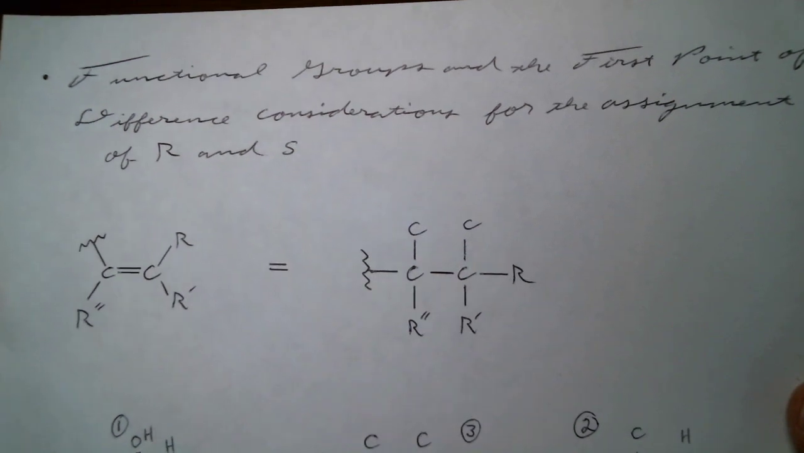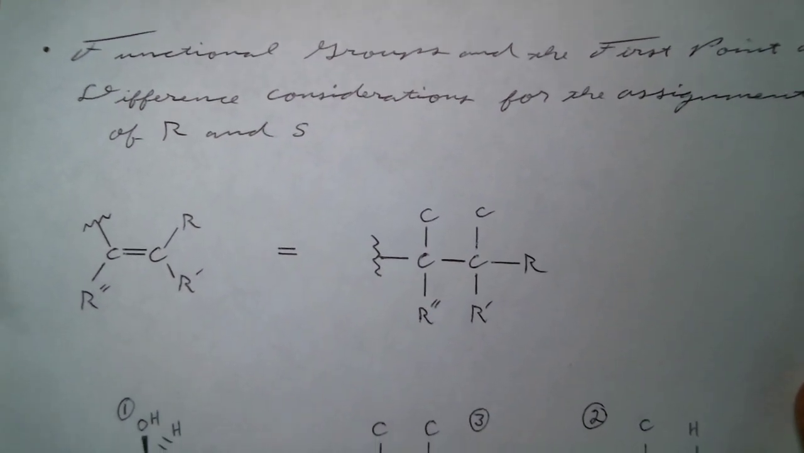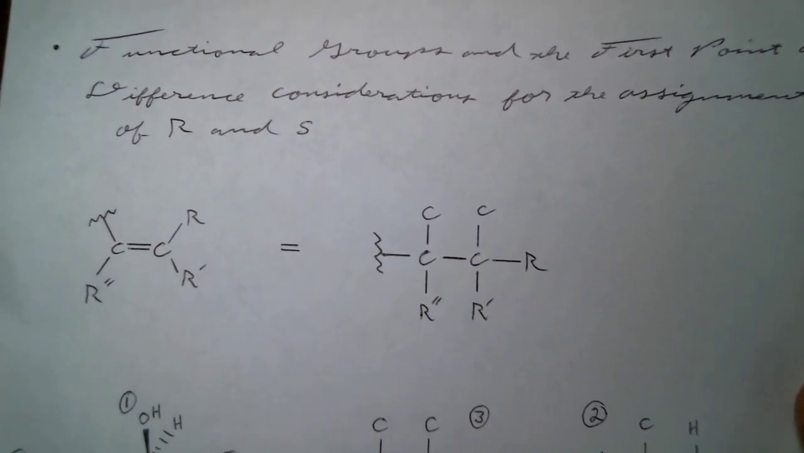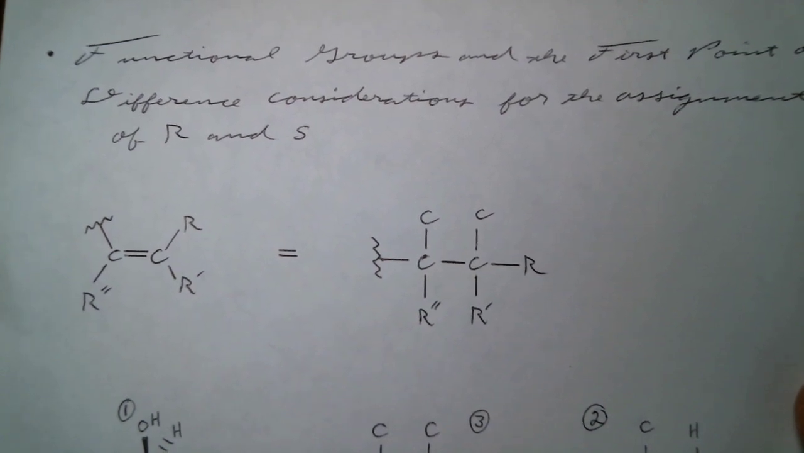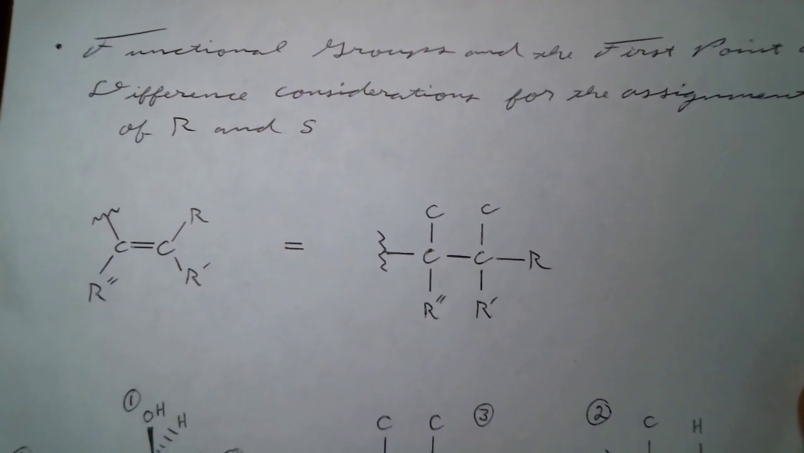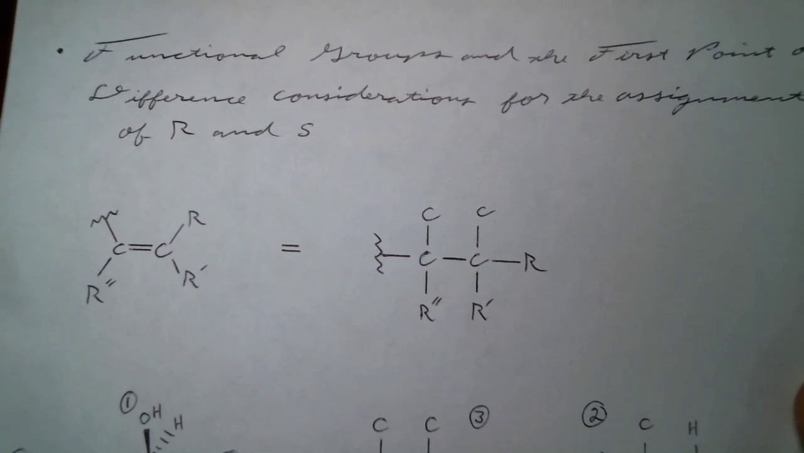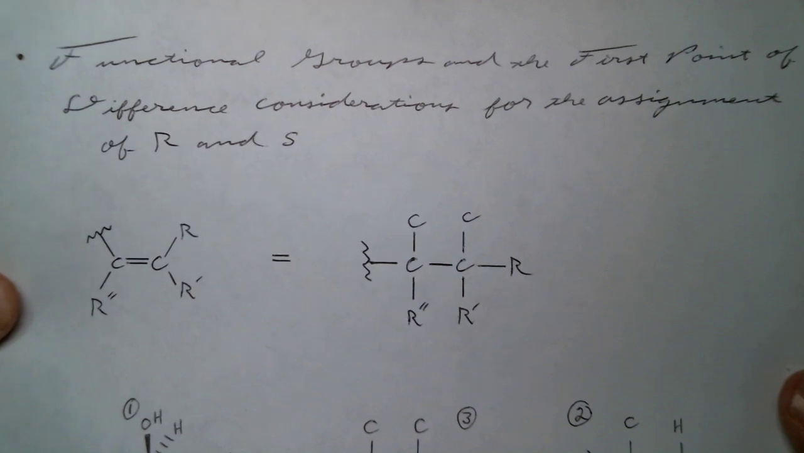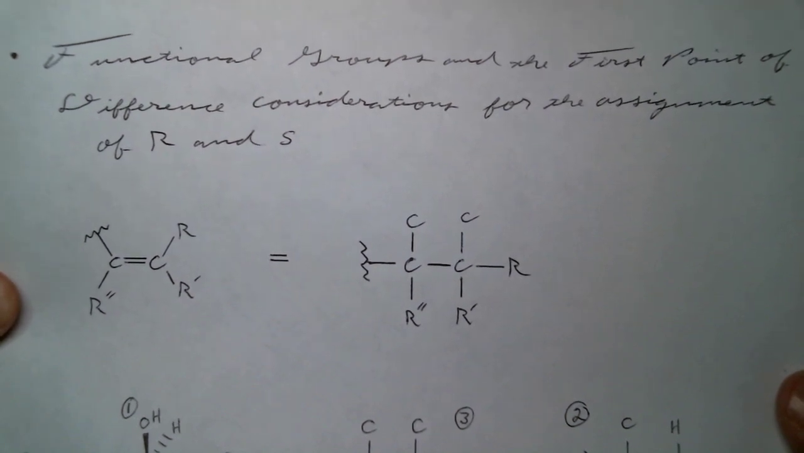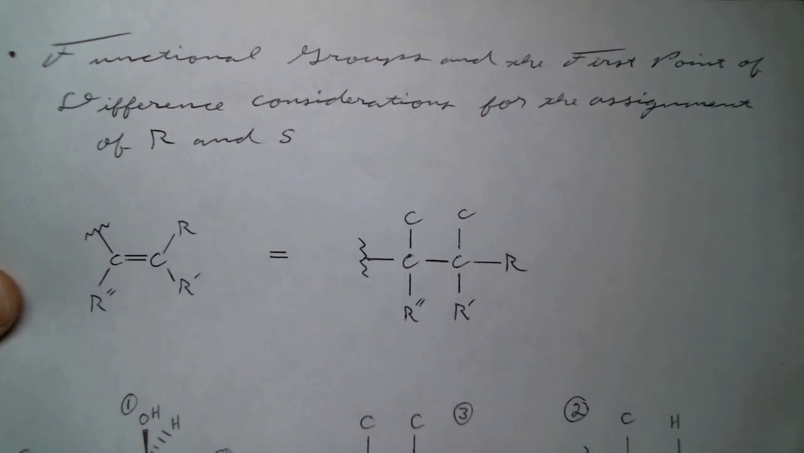Today we'll be looking at dissecting how multiple bonds are treated for first point of difference considerations in the assignment of stereocenters, and we'll also be introduced to things called Fisher projections. So, first, functional groups and the first point of difference considerations for the assignment of R and S.